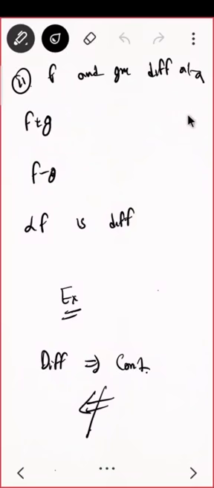Let us start. Let us prove that if a function is differentiable then it is continuous. Then we'll see why the converse is not true: continuity does not imply differentiability. We are doing this in scalar fields, so let us write the statement.